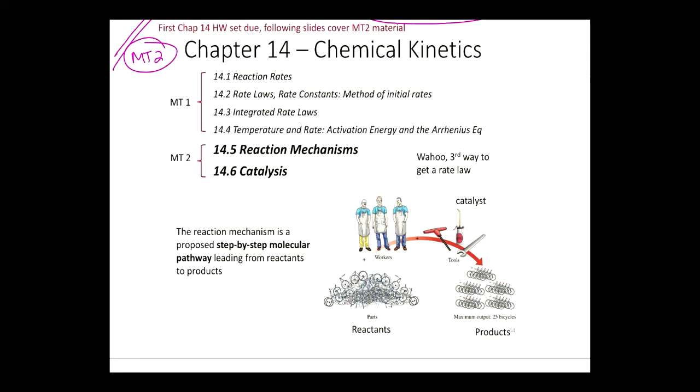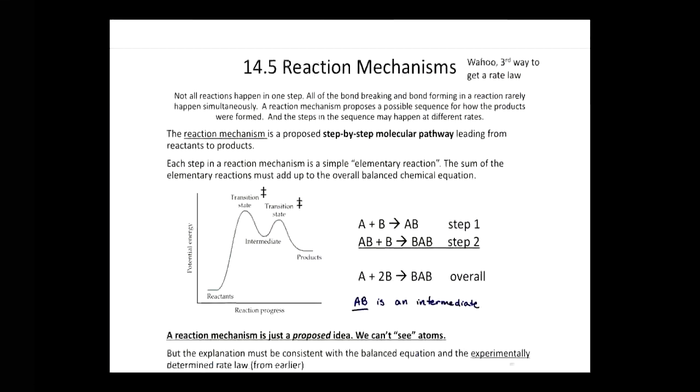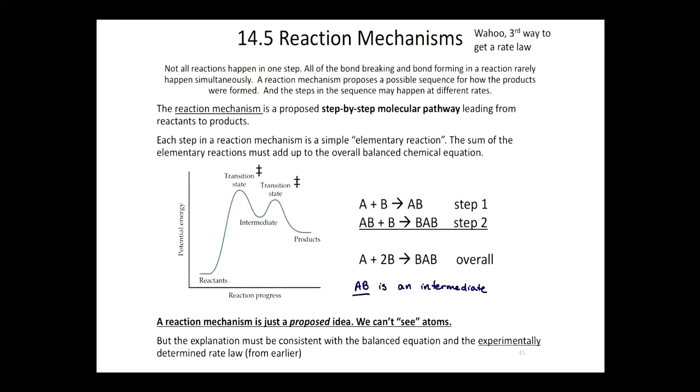So what we're going to look at here is I already showed you that some reactions can happen in more than one step, and we'll look at that in mechanisms. Okay, so this is the third way to get a rate law. So I mentioned before that a reaction doesn't necessarily have to go from reactants to products in one step. It can be multiple steps.